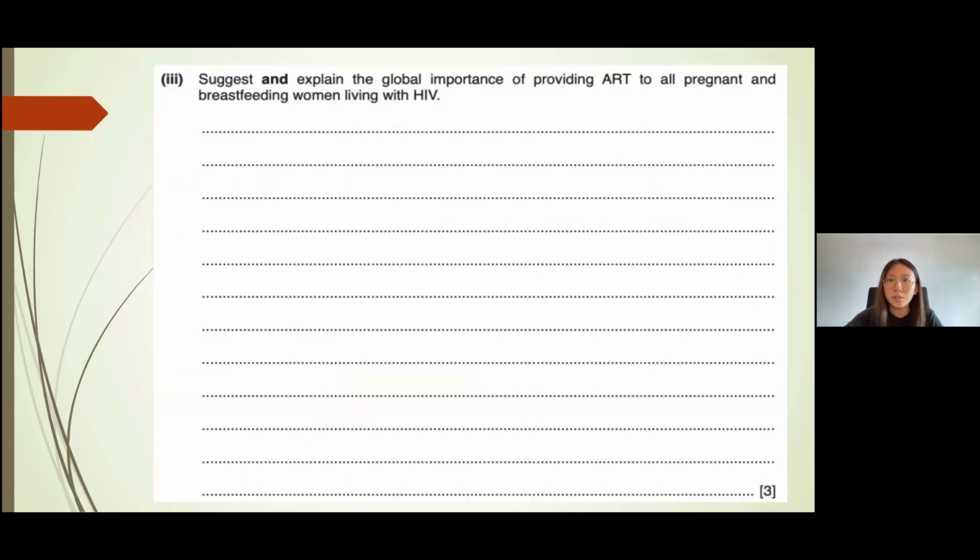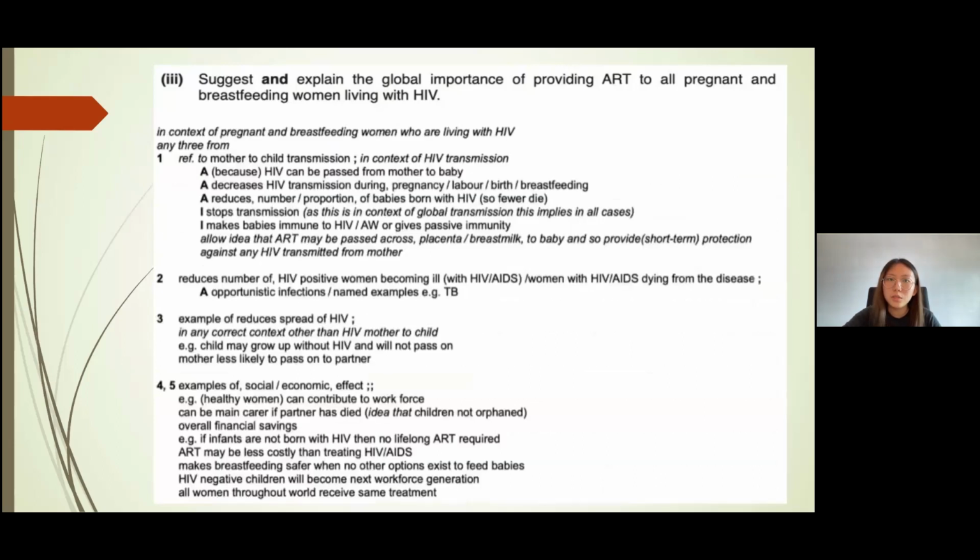Suggest and explain the global importance of providing ART to all pregnant and breastfeeding women living with HIV. As already explained just now, HIV can be transmitted from mother to child. It can be transmitted from mother to fetus through the placenta, and from mother to infant through breast milk. So if we provide ART to breastfeeding women, the child may be protected and the risk of getting HIV reduced, and also the HIV of the woman may be controlled, and the risk of opportunistically developing AIDS reduced. So this is the answer.